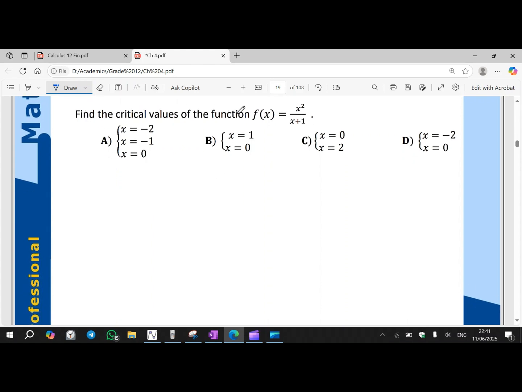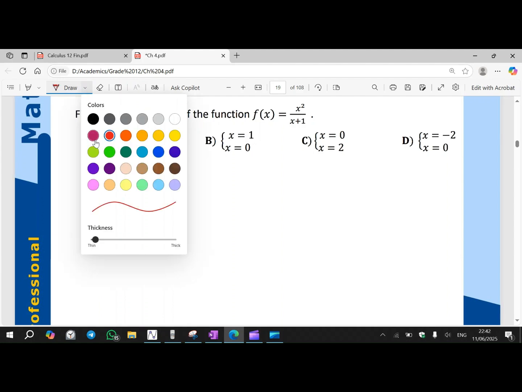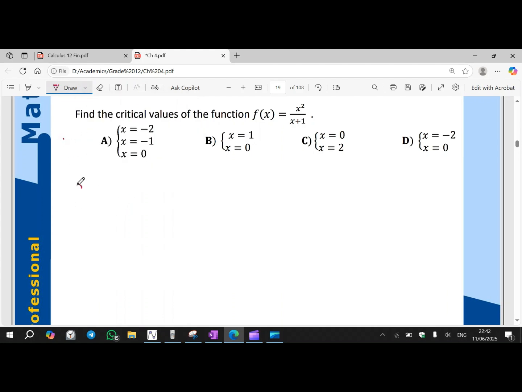Find the critical values of the function f(x) equal to x squared over x plus 1. Okay. To find critical value, we just need to find derivative first. Let's find the derivative. Derivative f prime x is equal to a fraction: denominator (x plus 1) all squared, numerator x plus 1, multiply by 2x, minus x squared, multiply by derivative of x plus 1, which is 1. No need to write.